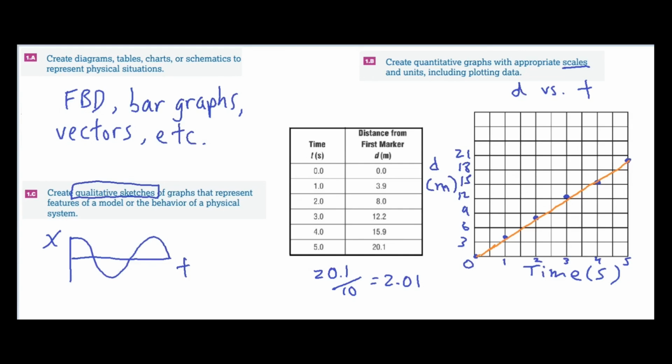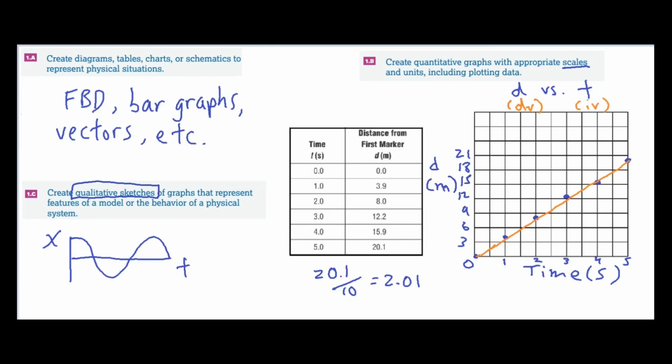So for this one, there's a few more details that you want to make sure you're aware of. You want to make sure you label the independent variable with its units down here, and the dependent variable with the units on the side. I'll just put DV versus the IV for our title.